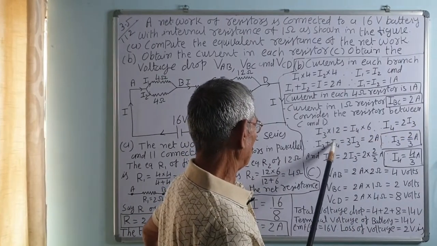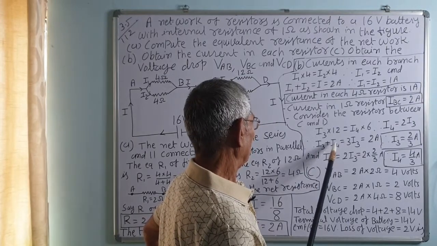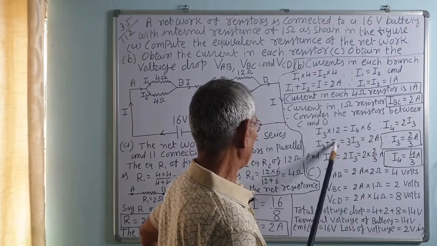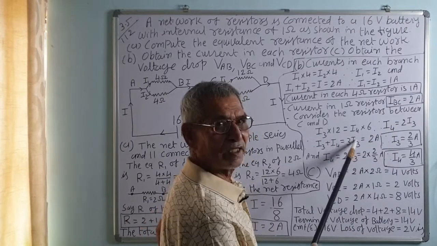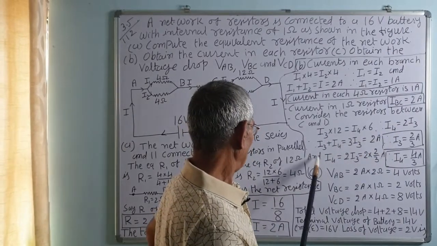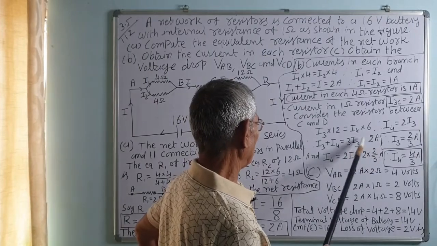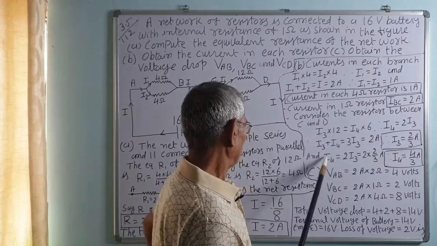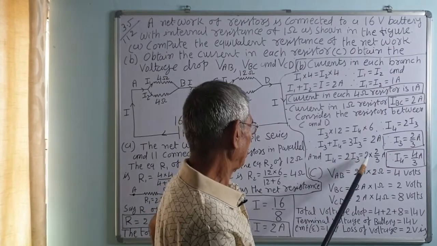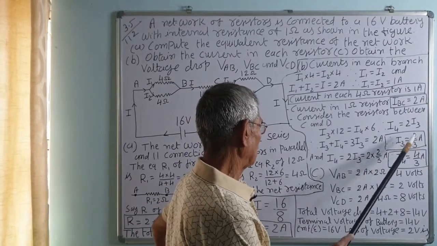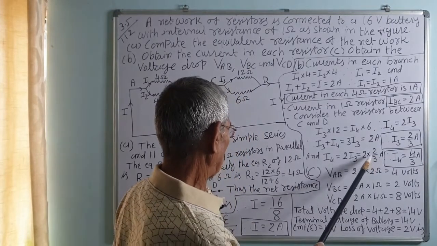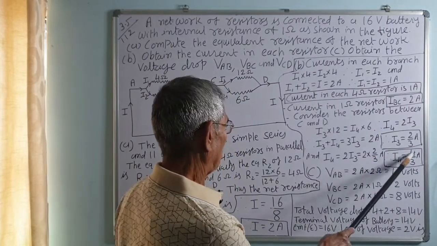2I3, put this value. So, I3 plus I4 is equal to I3 plus 2I3, that is 3I3 is equal to 2 ampere. So, I3 is equal to 2 by 3 ampere. So, I4 is equal to 2I3, and that is equal to 2 into 2 by 3, that is 4 by 3 ampere.